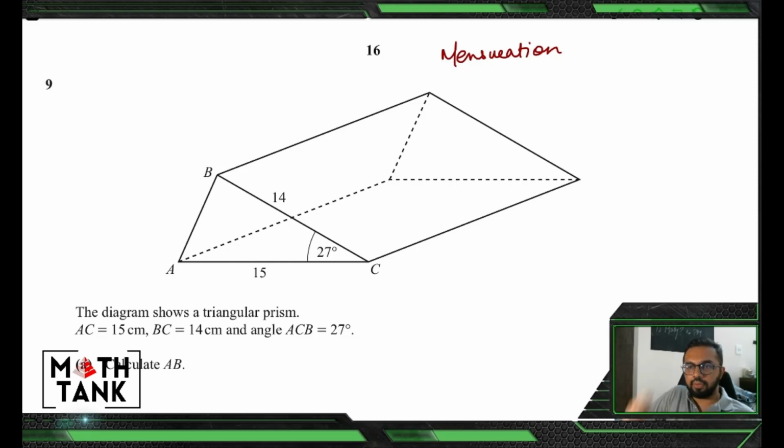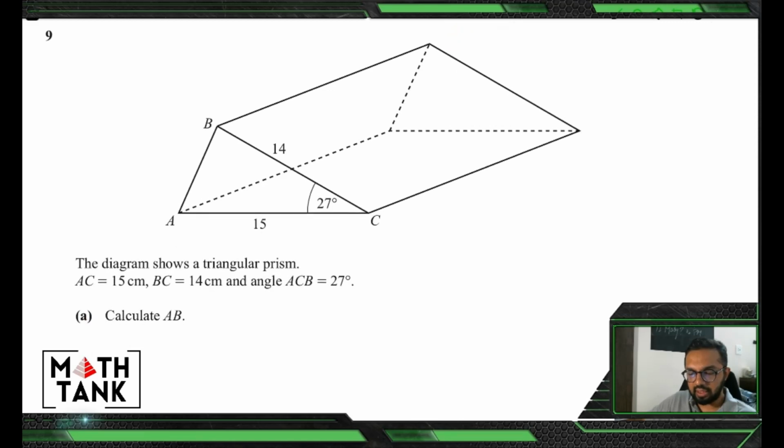So starting off with this first question, this shows a prism. Although a prism has been, I think, tested in P1, there was a small question, but still, let's just go over the formula so that we recall the formulas. This one says the diagram shows a triangular prism. AC is equals to this, BC equals to that, and angle ACB is equals to 27 degrees. Calculate AP. Now, this is more of a question on trigonometry than anything else.